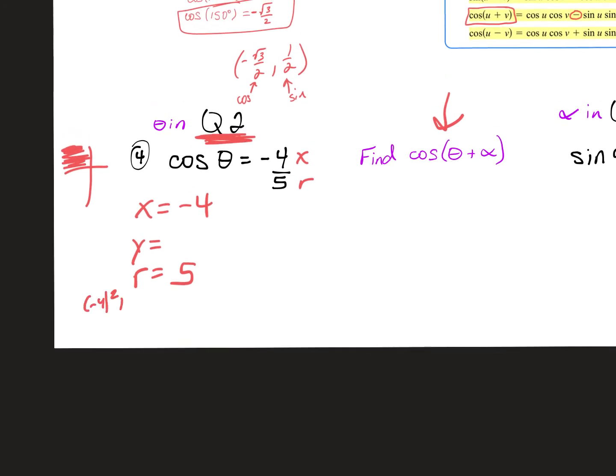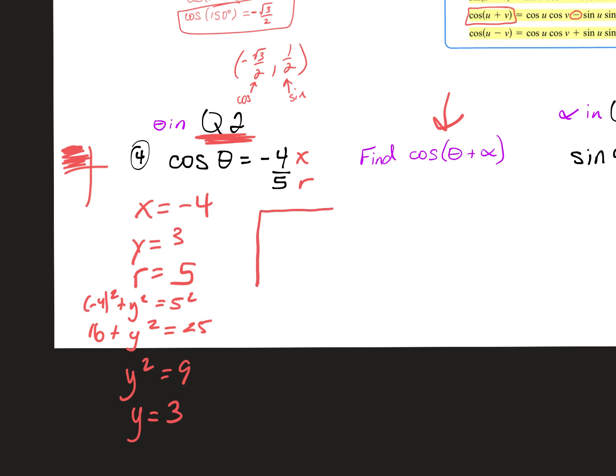Negative 4 squared plus y squared equals r squared. So 16 plus y squared equals 25. Y squared equals 9. So what's my y value? 3. Okay? Everybody with me? Now, we haven't even come close to answering this question, but we can do this.